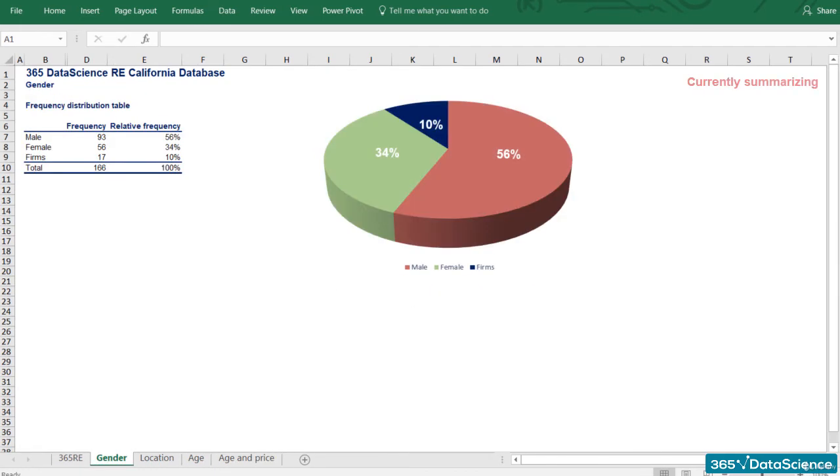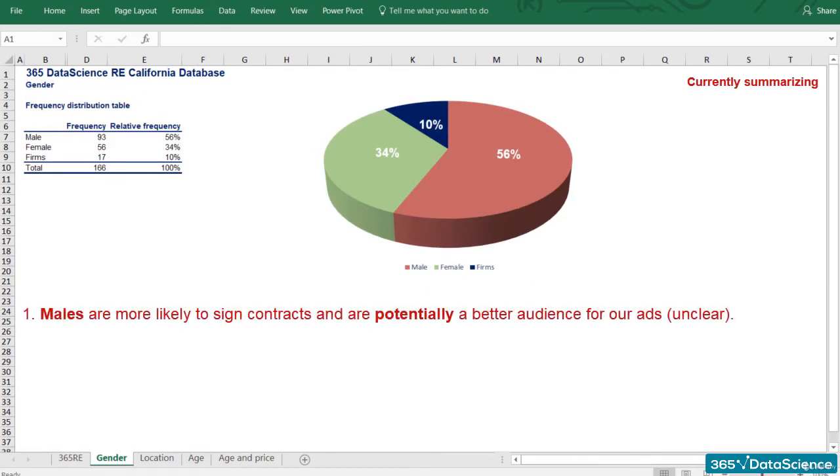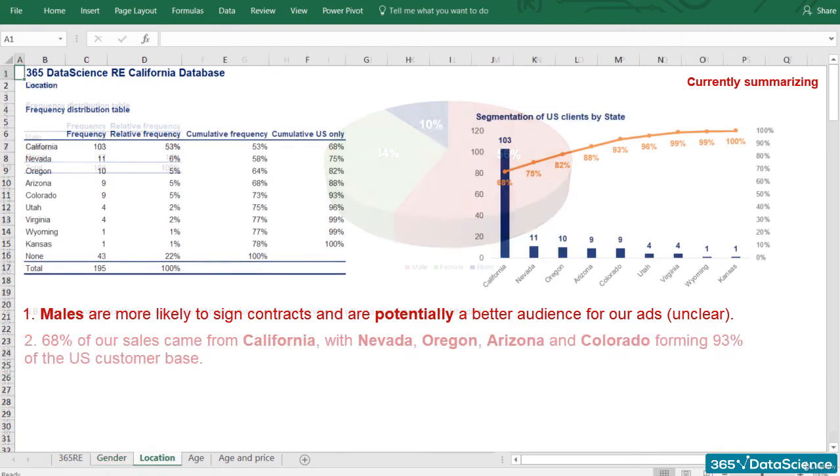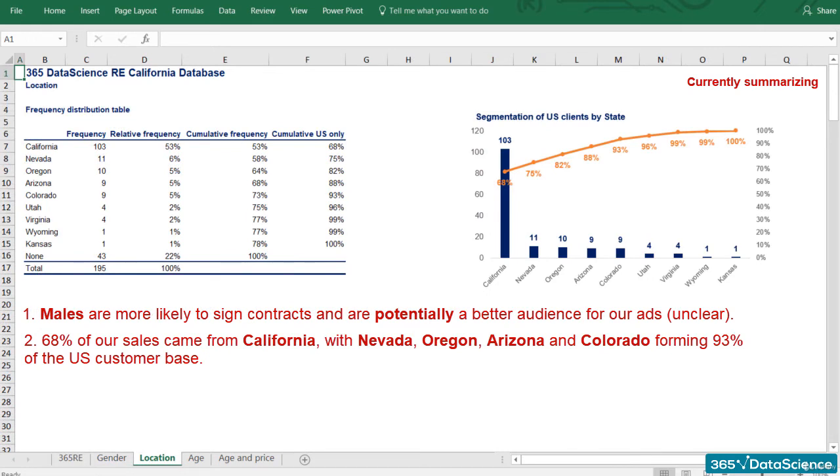First, males are more likely to sign the contracts and are potentially a better audience for our ads. However, we don't have any information about their marital status, thus this observation is a bit unclear. Yet, we know that 9% of sales came from corporate clients rather than individuals, which we didn't expect. Second, 68% of our sales in the US come from California, with Nevada, Oregon, Arizona, and Colorado following behind to form 93% of the US customer base.